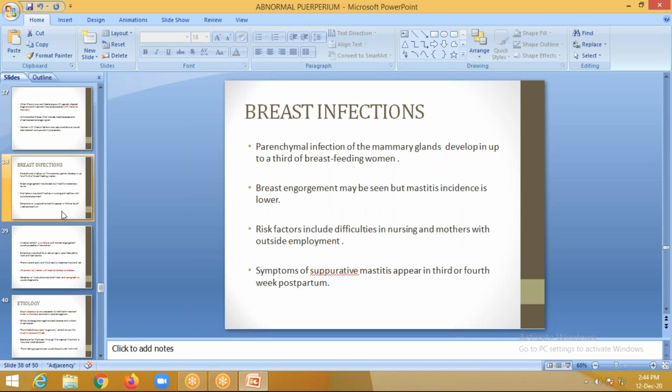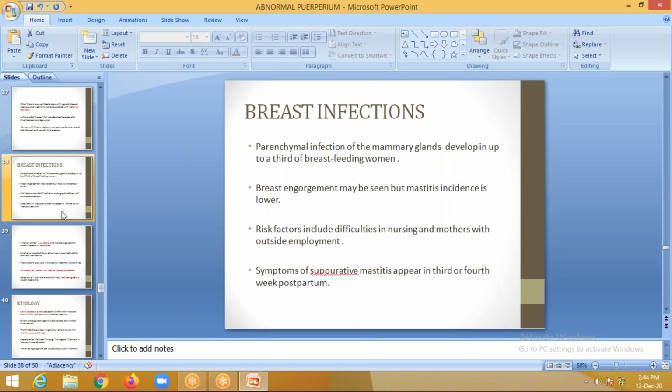Last one is breast infections. These are parenchymal infections of the mammary glands, developed in up to 1/3 of breastfeeding women. Breast engorgement is very common, but mastitis incidence is lower. Almost half of the women will have breast engorgement, but among them, women developing mastitis are very few, and among the women who develop mastitis, development of breast abscess is very rare. Risk factors include difficulties in nursing and mothers with outside employment.